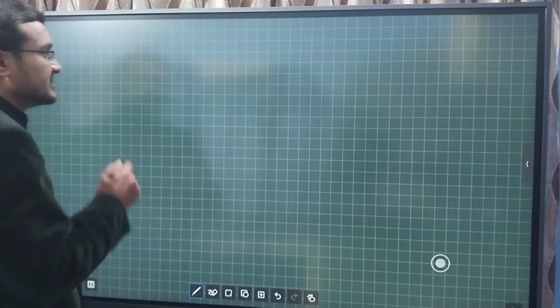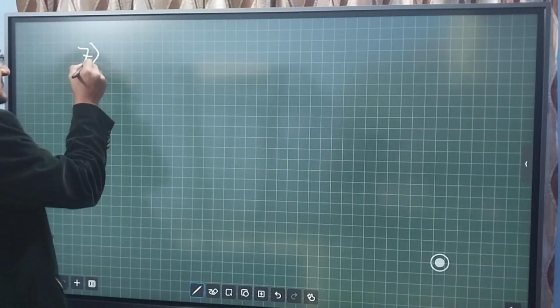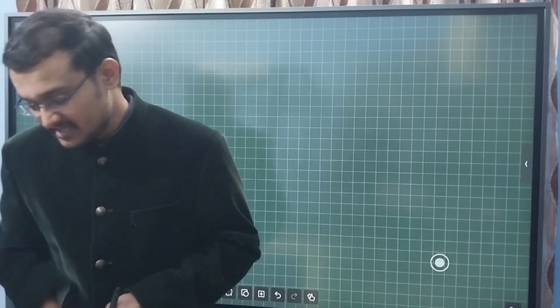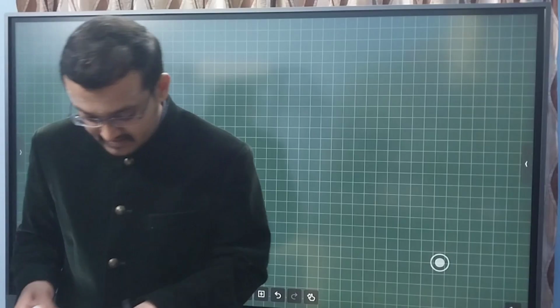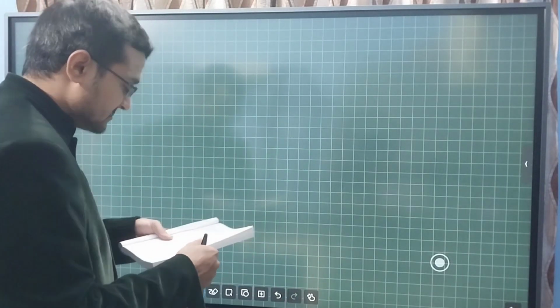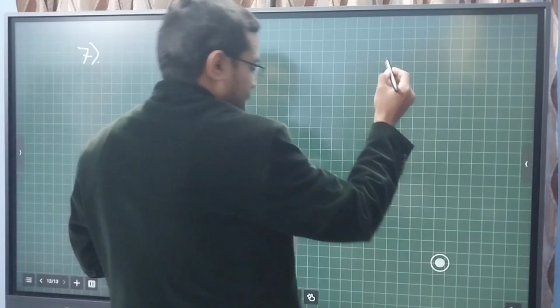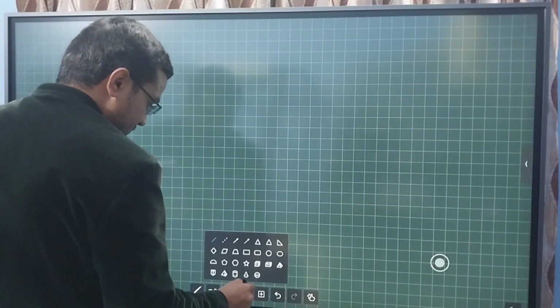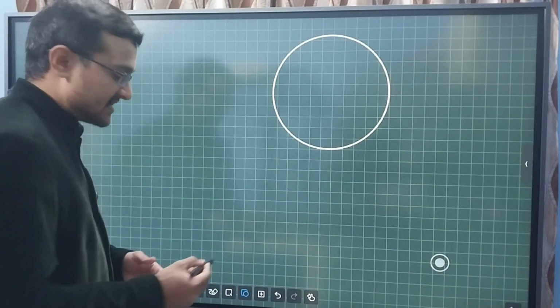Now we will be moving to the 7th question in this exercise. In the 7th question, they have given that there is a circular path around a sports field. So that means here there is a circular path. Let me draw one circle here. So there is a circular path like this.